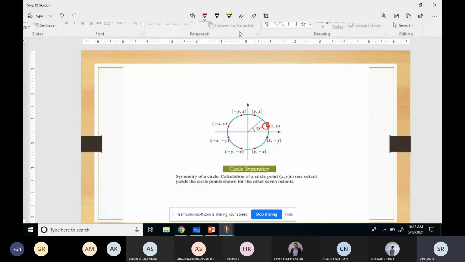From this point you can generate this point also just by changing the sign. So x comma y, this side means minus x comma y. Again, x comma y by changing the sign, x comma minus y. Again from here, minus x minus y is the change of sign, you will get this point, and x comma y changes to y comma x. So using one point, you can generate at least 1, 2, 3 points. So you are able to generate the points. That is what I want to tell.